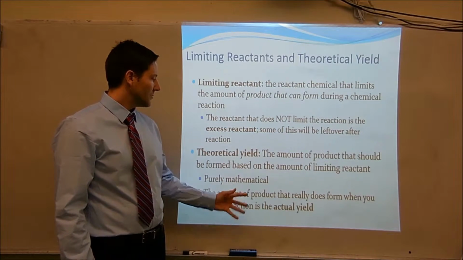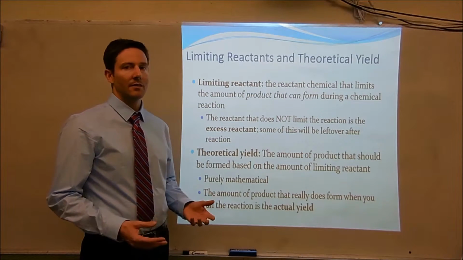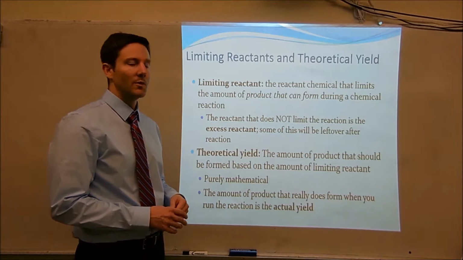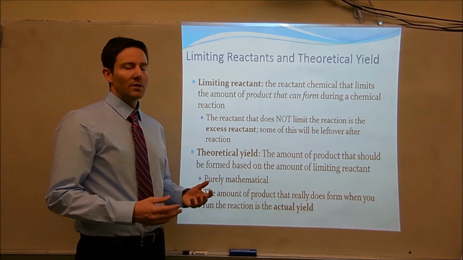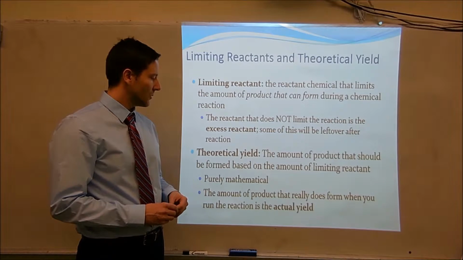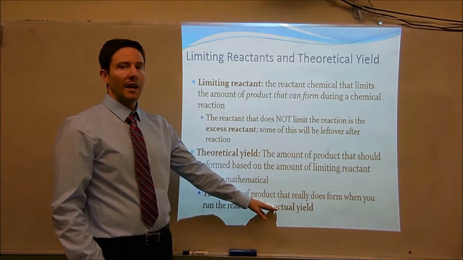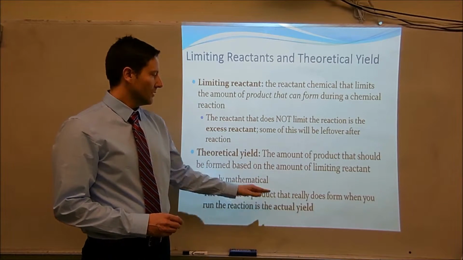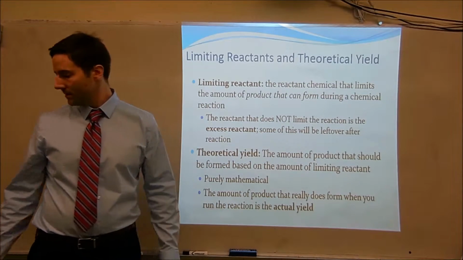And then a couple more terms, theoretical yield, that's the amount that you should be able to make mathematically. It's a purely mathematical yield given the limiting reactant that you have. What really happens though when you really do reactions in a real world situation in a laboratory, you never get the theoretical yield. You get what's called the actual yield. So when you really do the reaction, you get the actual yield. The theoretical yield is a mathematical yield.